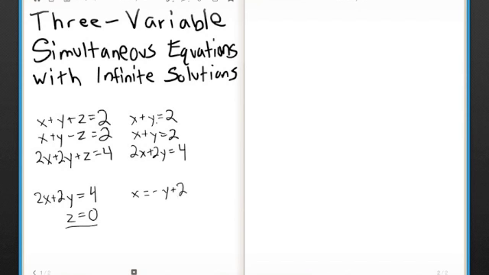Now, of course, we can do the same thing for y. We can see what y is equal to in relation to x. And we will get y equals negative x plus 2 if we move the x over.